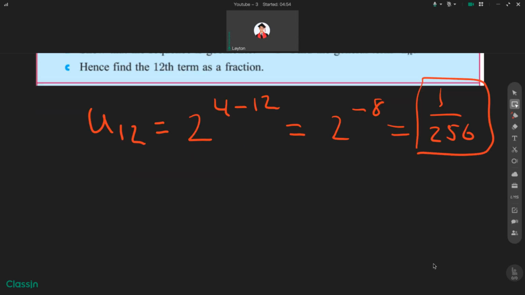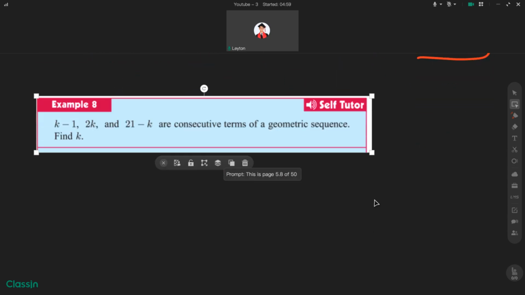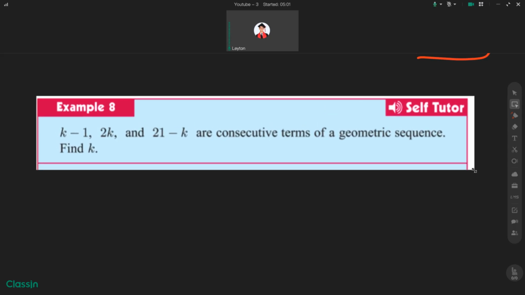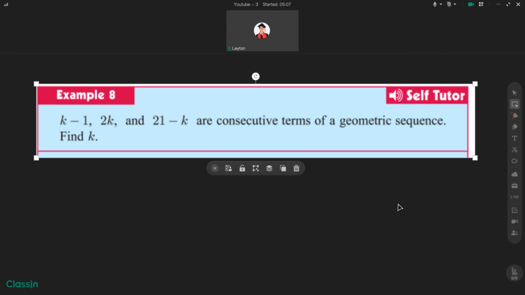So in the next example, k minus 1, 2k, and 21 minus k are consecutive terms of a geometric sequence. Find k. All right. So remember what I wrote before, which was U of 2 over U of 1 must be equal to U of 3 over U of 2. This is true if it's a geometric sequence.